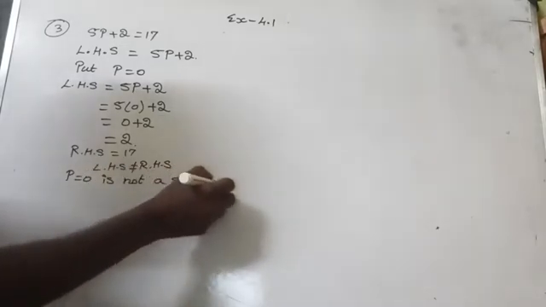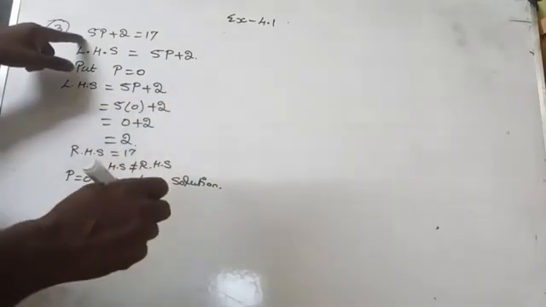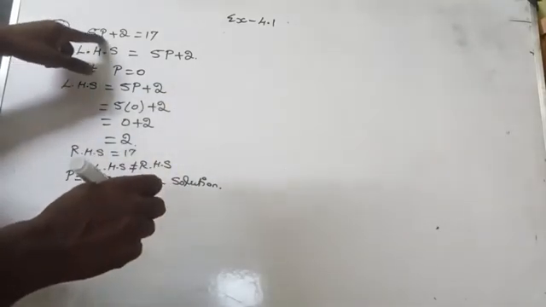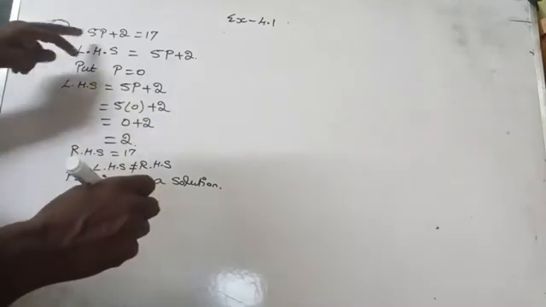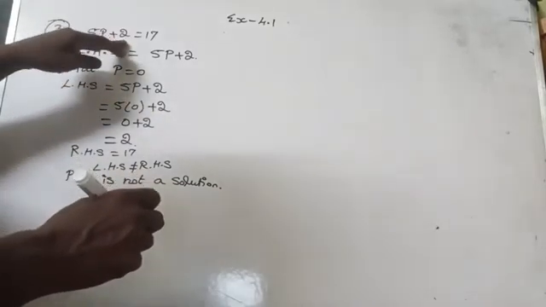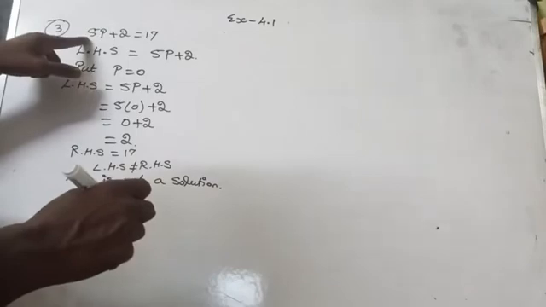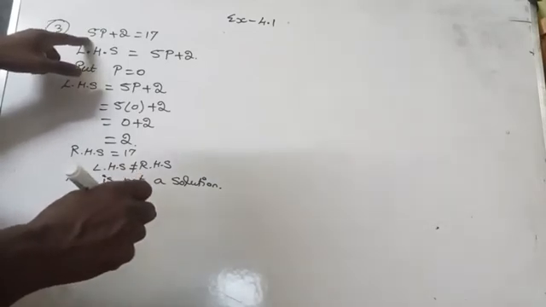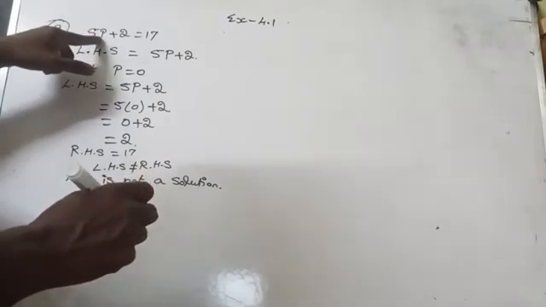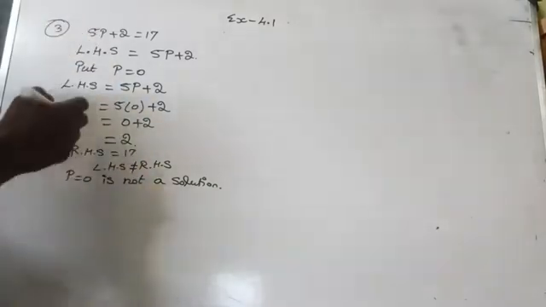By doing mental calculation we can tell: 5 into 1 is 5, 5 plus 2 is 7, no, it won't satisfy. 5 twos are 10, 10 plus 2 is 12, it does not satisfy. When we substitute p equal to 3, 5 into 3 is 15, 15 plus 2 is 17, so it will be a solution.